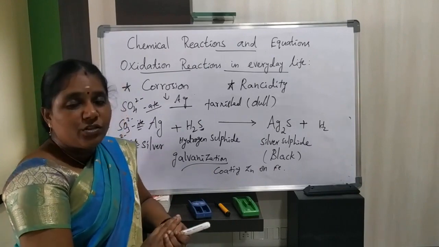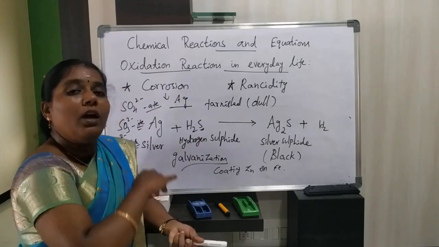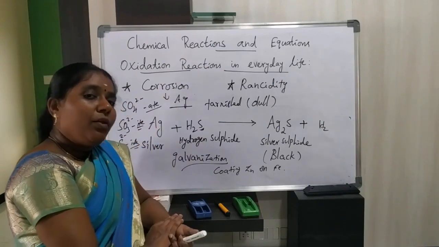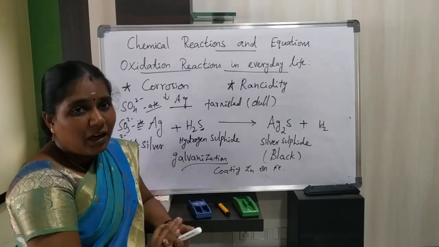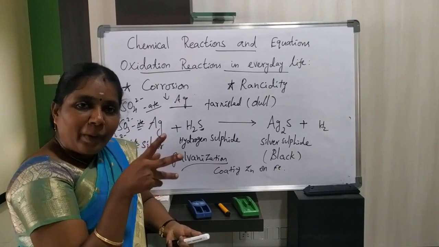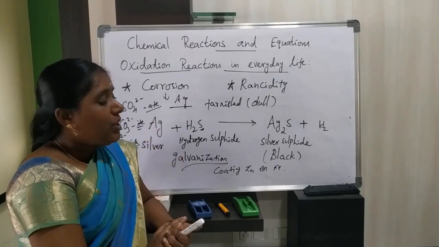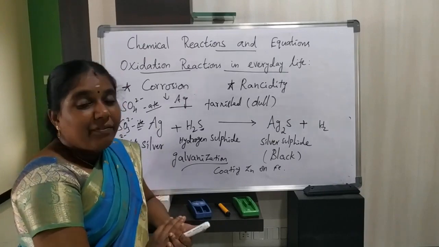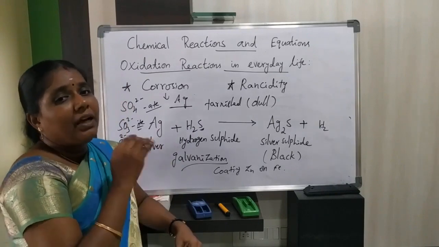What is meant by galvanization? Coating zinc on iron. Coating zinc on iron, this process is called galvanization. And in the same way, we will prevent rusting by using the alloying process. What is alloying? Two or more metals, or metals with non-metal, combined to form an alloy. So with the help of the alloying process also we will prevent rusting. So these are the ways to prevent rusting.